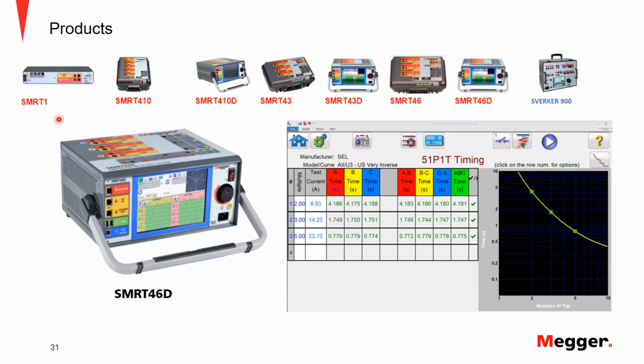We also have multiple SMRT units as well. At the top, we come down from the single phase unit to our 10 current unit, and then we also have display model versions, and then we also have the Sphercer down here. He's a really good test set as well. It can still perform the time current curve functions that we're doing here. Frequency, we can do a lot of testing with any of these types of devices.